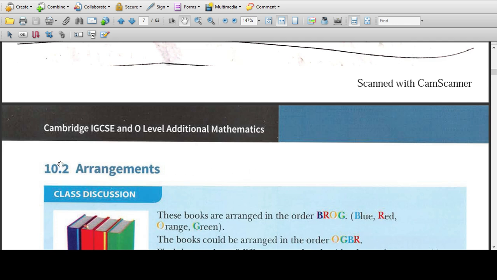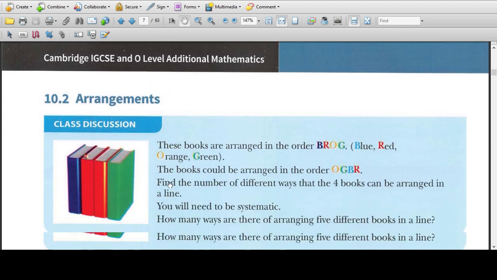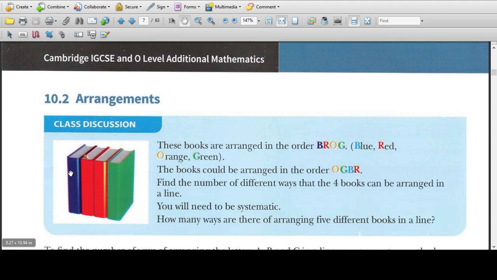Now in exercise 10.2, arrangement, this is a very important topic. Suppose we have these 4 books: blue, red, orange and green. So blue, red, orange and green books are arranged.